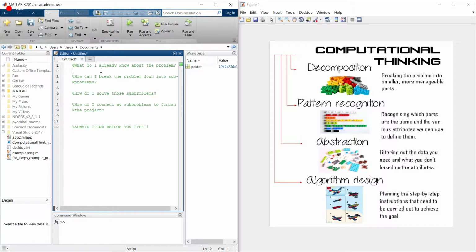The first thing that I always do when I get a new project is I think about what do I already know about the problem. It's always important to write down whatever background information you know because it will end up being useful within the project.